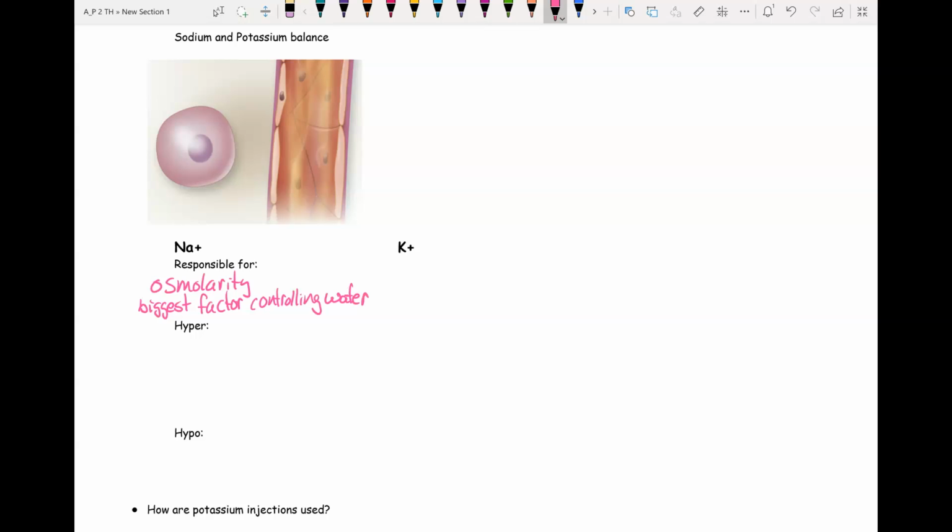So if you have hyper, too much sodium, and remember it goes by its Latin name, so this would be hypernatremia. Your blood would be too salty. Your extracellular fluids, so remember, your blood and your interstitial fluid pretty much stay equal to each other with the exception of protein, so your extracellular fluid would be too salty. So this would draw water out of your cells, and you would get crenation of your cells.